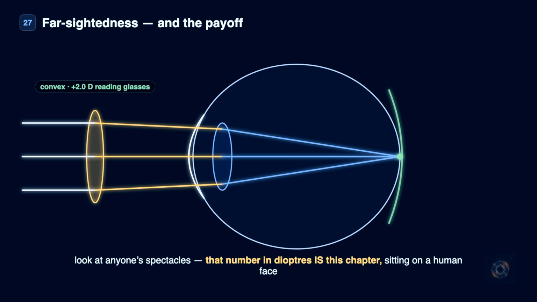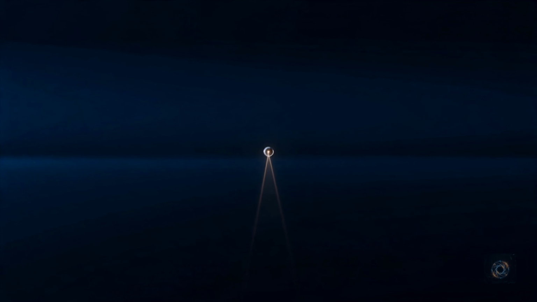So next time you see spectacles, read the number. That little letter D is this whole chapter, sitting right on someone's nose. And that is worth a smile. That's the whole heart of ray optics.